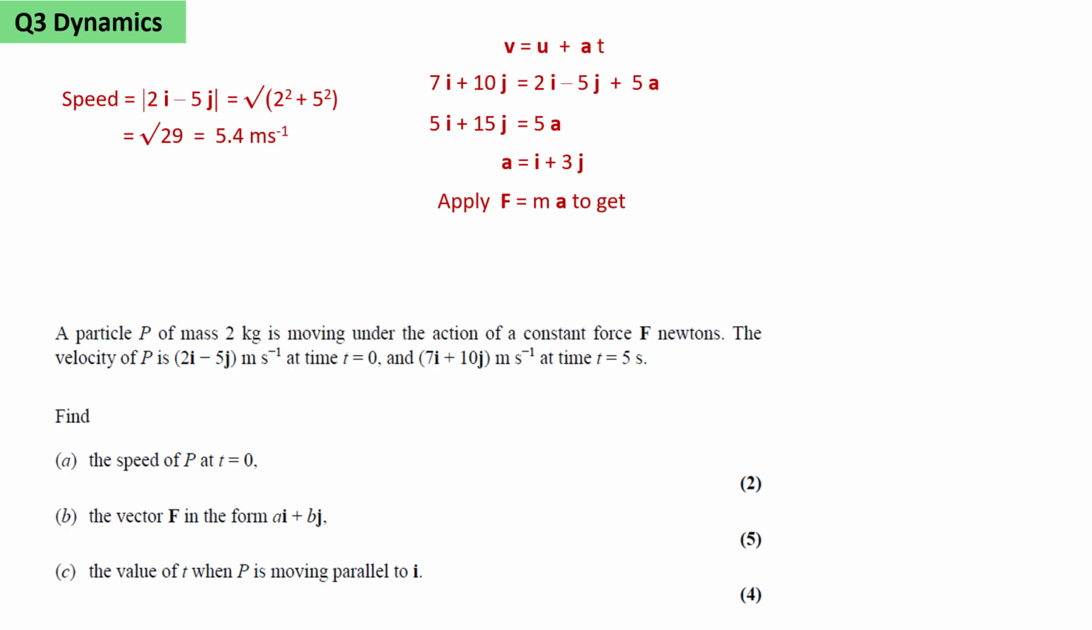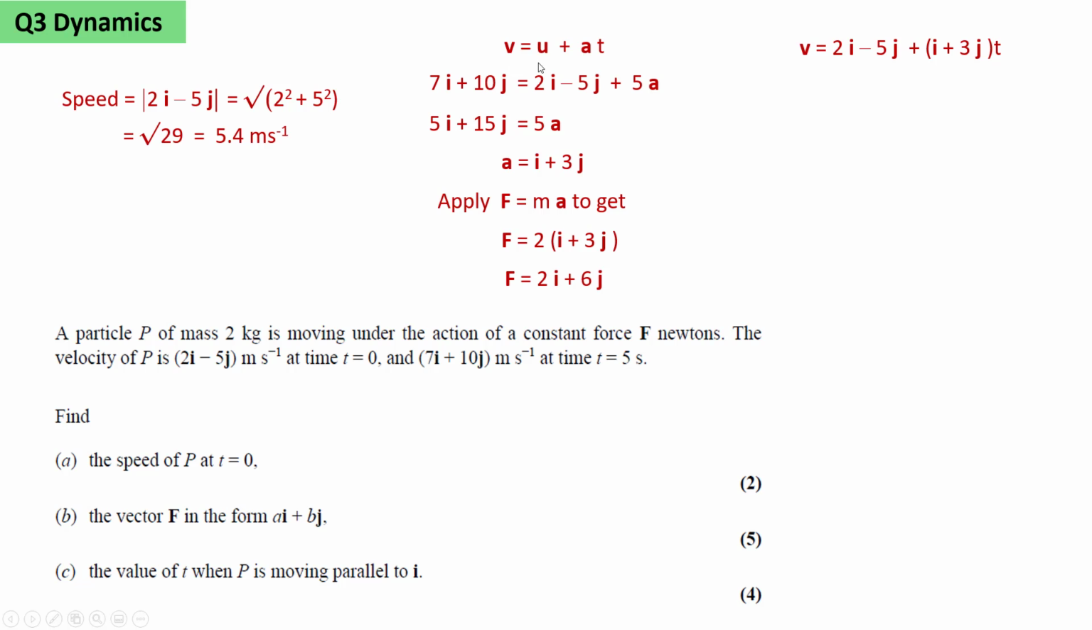Now, applying F equals ma, the force F equals 2 times the acceleration vector, so the force F equals 2i plus 6j. We're then asked to calculate the value of t when P is moving parallel to i.